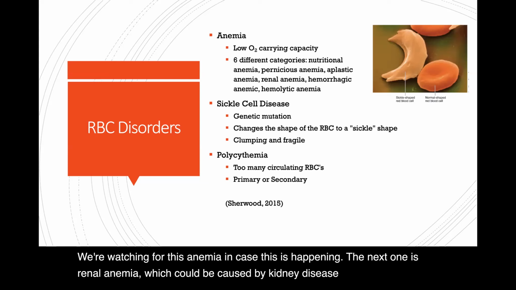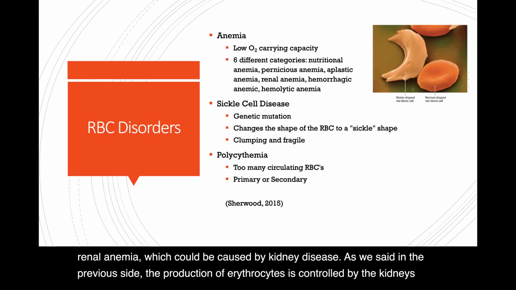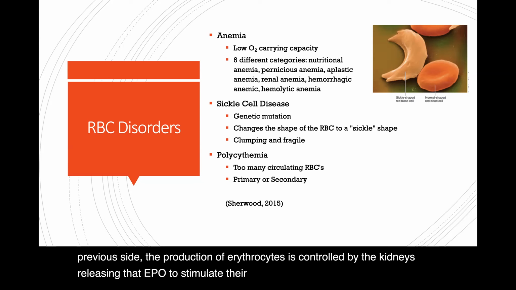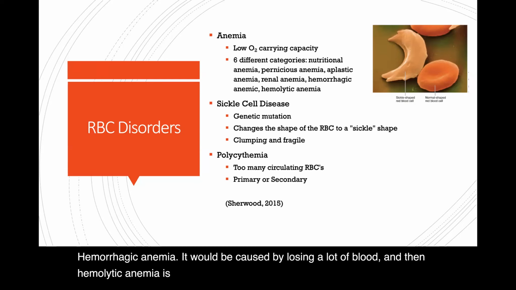As we said in the previous slide, the production of erythrocytes is controlled by the kidneys releasing that EPO to stimulate their production. So if the kidneys are not functioning in the way that they should, they're not going to be stimulating the erythrocyte production. Hemorrhagic anemia would be caused by losing a lot of blood. And then hemolytic anemia is because too many of the circulating erythrocytes have ruptured.